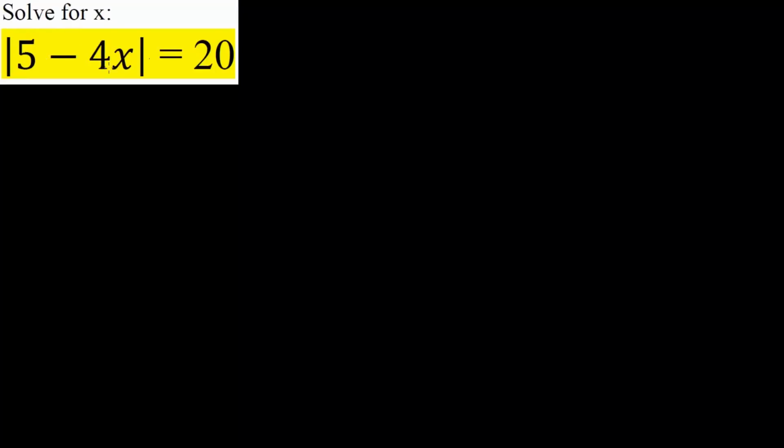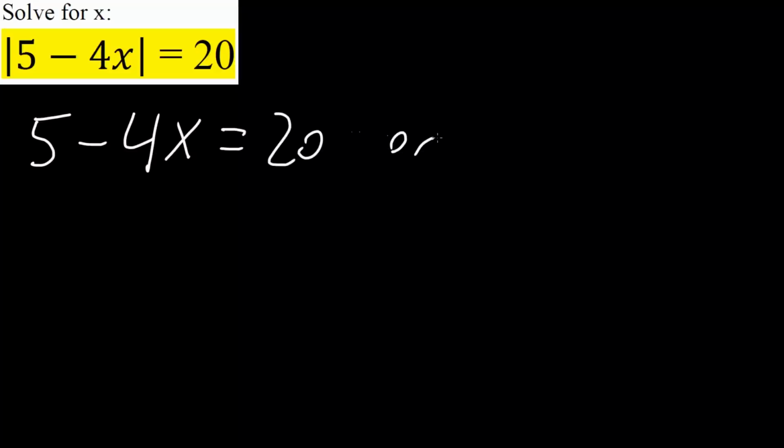So instead of writing it like this, we could say 5 minus 4x is equal to 20, or 5 minus 4x is equal to minus 20. And we can say this because if this right here was negative 20, the absolute value of negative 20 is 20. The absolute value of 20 is also 20. That's why these two statements will make sense. And so that's why these two can work.